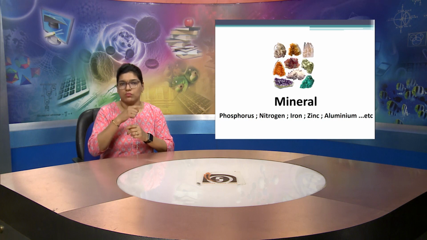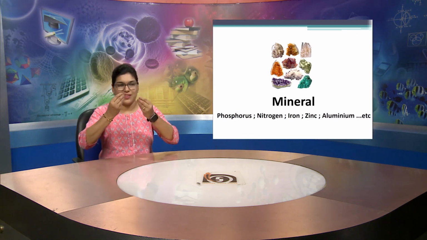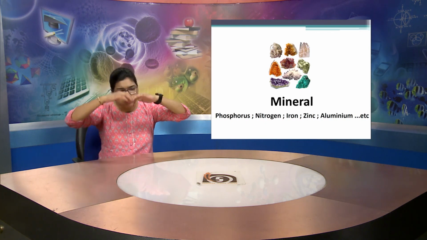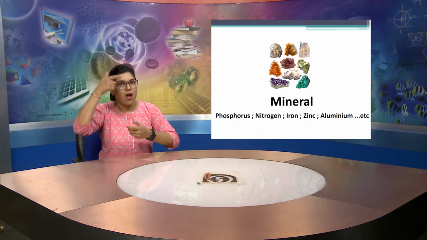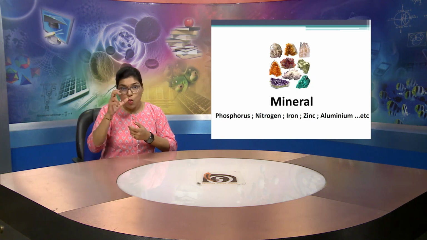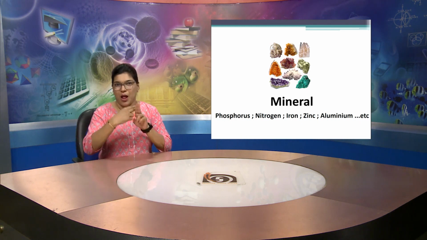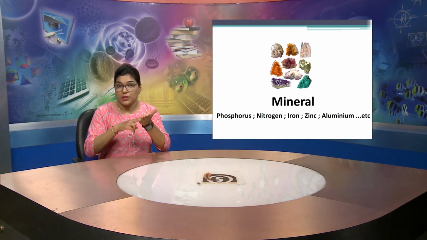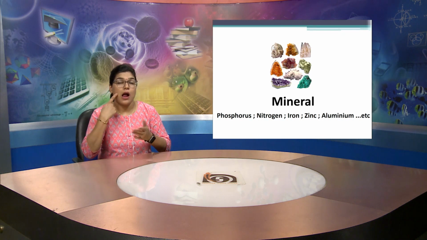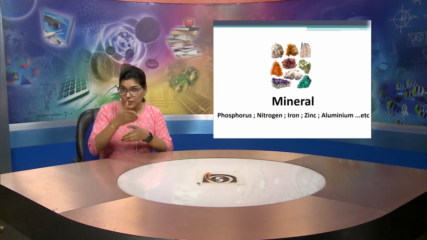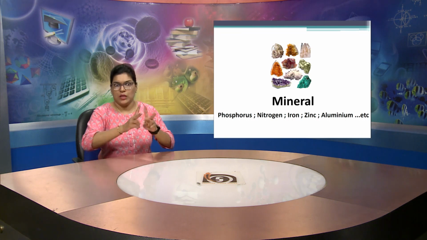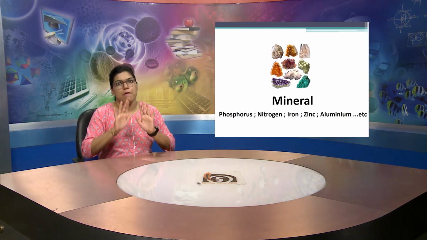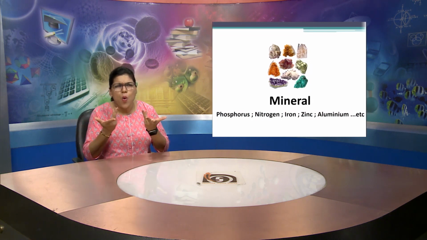This word is mineral. Minerals are found in different layers of the earth. There are different kinds of minerals which are available. You can see different names written on the screen also, like phosphorus and nitrogen, iron and zinc and aluminium. So there are very different kinds of minerals which are available on earth.